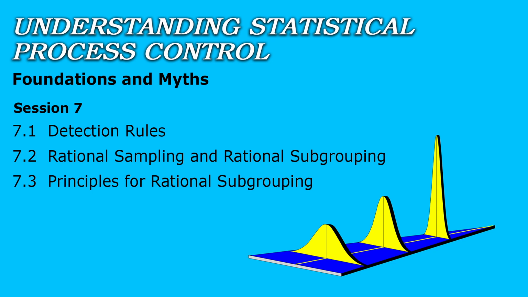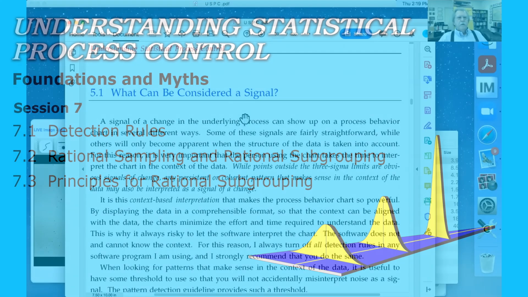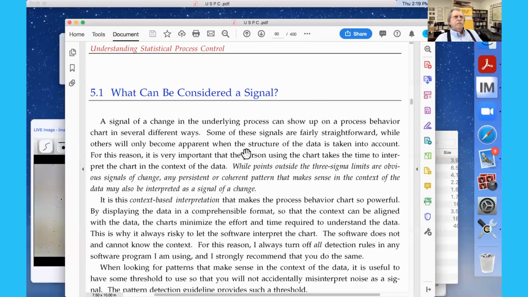This session will use Chapter 5 of the Understanding SPC text, where we begin on page 90 with the rules for detecting potential signals with a process behavior chart. We're now talking about detecting process changes.